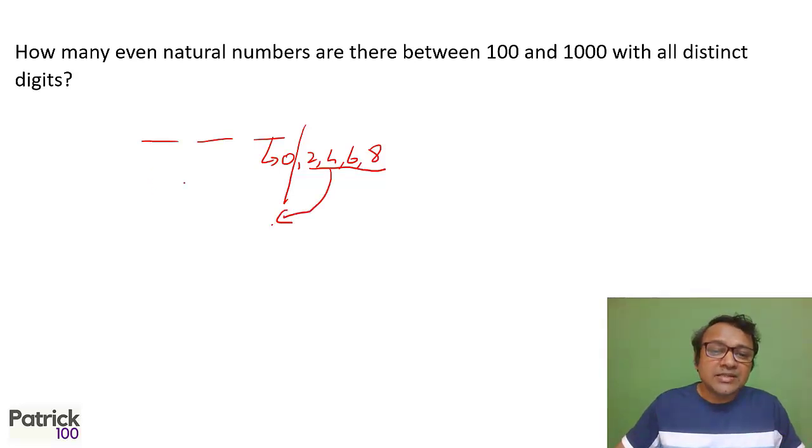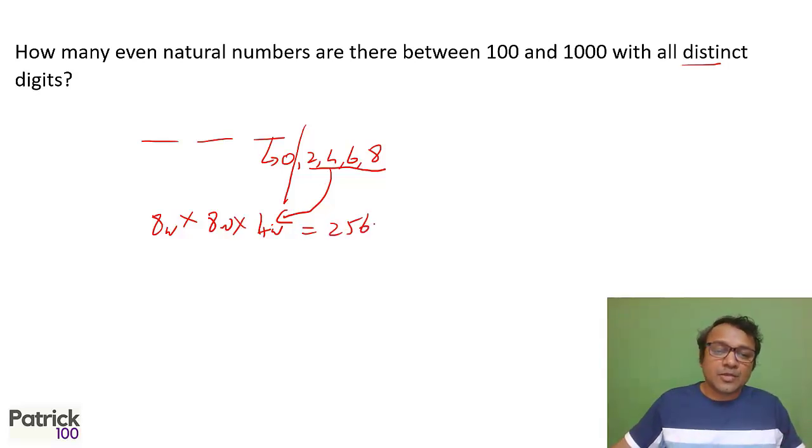Then the first place can have all numbers except 0, which means 8 ways. And you can't have 2, 4, 6, 8 repeating because all the digits are distinct. Which means the first digit can have all numbers except whatever number you have used in the unit digit, and 0. So 8 ways. The second place can have a 0, so again 8 ways. The last digit can be 4 ways, any one of 2, 4, 6, 8. So the total number of ways becomes 8 into 8 into 4, which is 256.